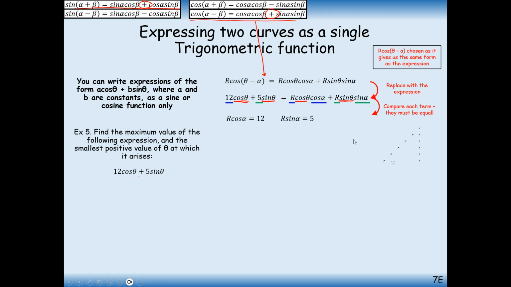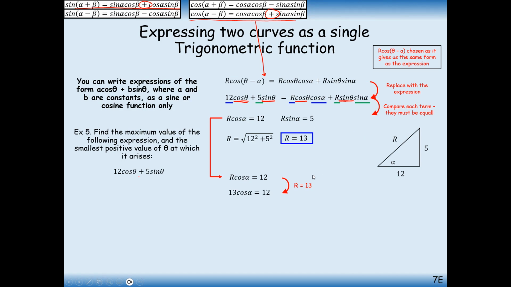Then we put these values on a right angle triangle. The opposite side must be 5, the adjacent side must be 12. This is a famous Pythagorean triplet, so we get capital R to be 13. We take either of these expressions, R cos alpha or R sin alpha, and substitute the value of 13 into it to solve for alpha. Solving for alpha, we end up with 22.6.